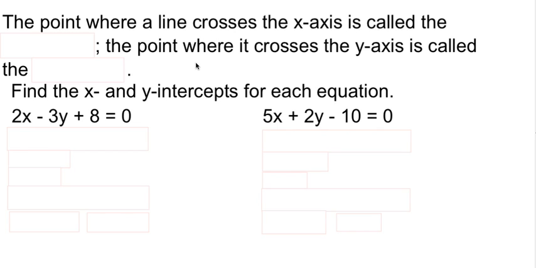Last idea we need to talk about here in this video is the idea of intercepts. The point where a line crosses the x-axis is called the x-intercept. The point where it crosses the y-axis is called, surprisingly, the y-intercept. Now another way to think of it: the x-intercept occurs when y equals 0. The y-intercept occurs when x equals 0.